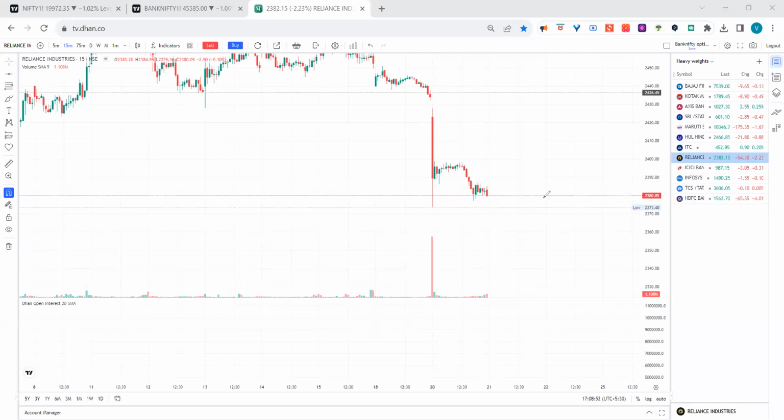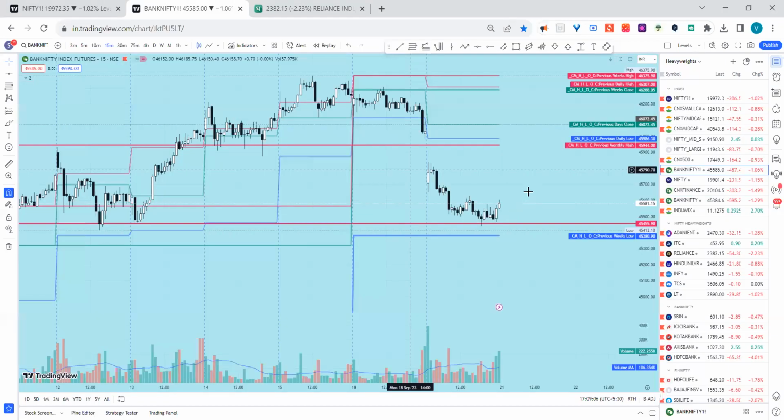So that's about Reliance and HDFC Bank. But IT was flat. TCS and Infosys were both flat, and it was Axis Bank, in fact, which was very strong. So that's it about today's overall market. When you look at Nifty and Bank Nifty, they were very weak.